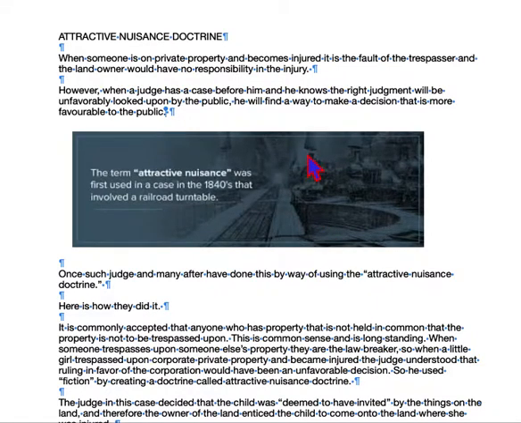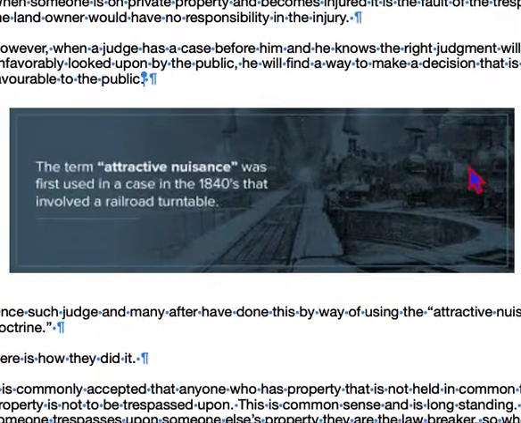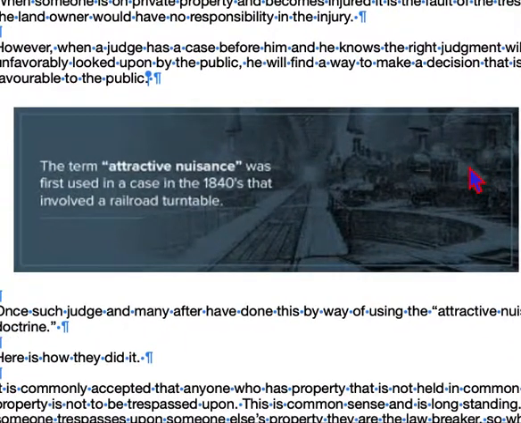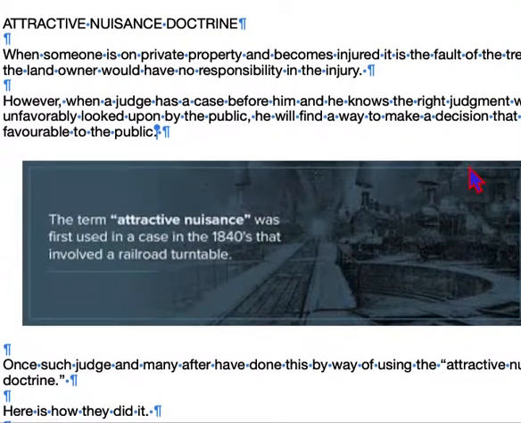The term attractive nuisance was first used in a case in the 1840s that involved a railroad turntable. One such judge, and many after, have done this by way of using the attractive nuisance doctrine. Here's how they did it.